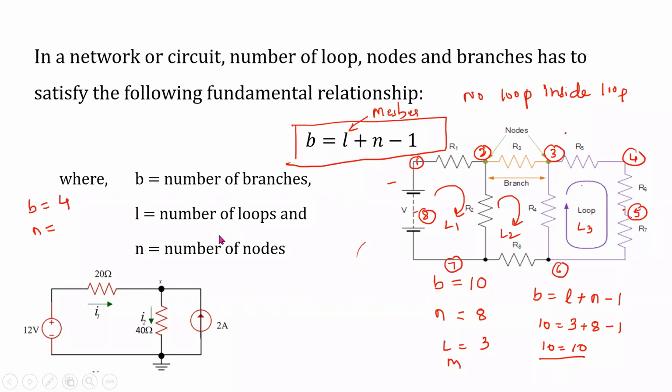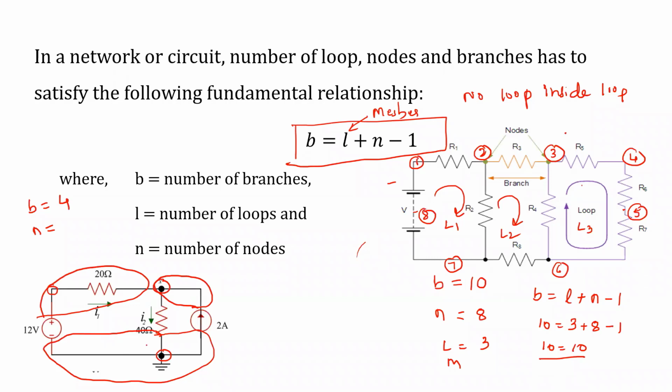3 nodes. Answer is right. There are 3 nodes. Node number 2, node number 3. In this complete area, there is only one node. From here to here, there is only one node. From here to here, there is only one node. So the number of nodes is 3.